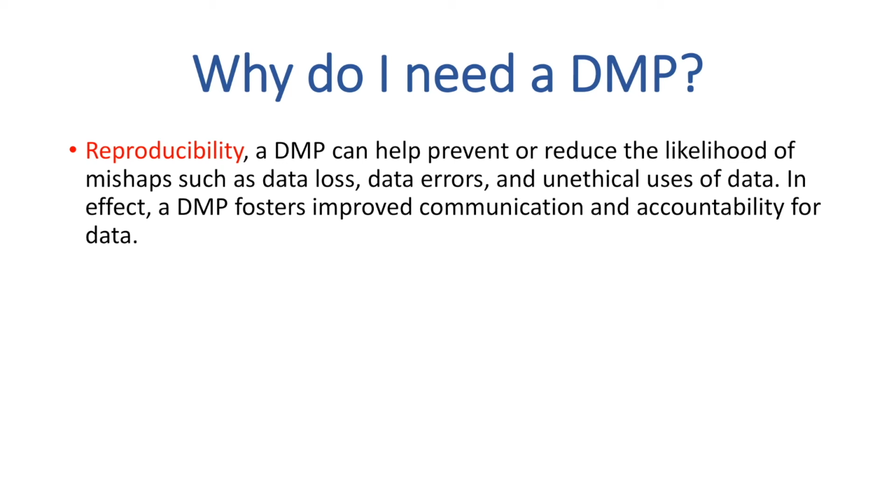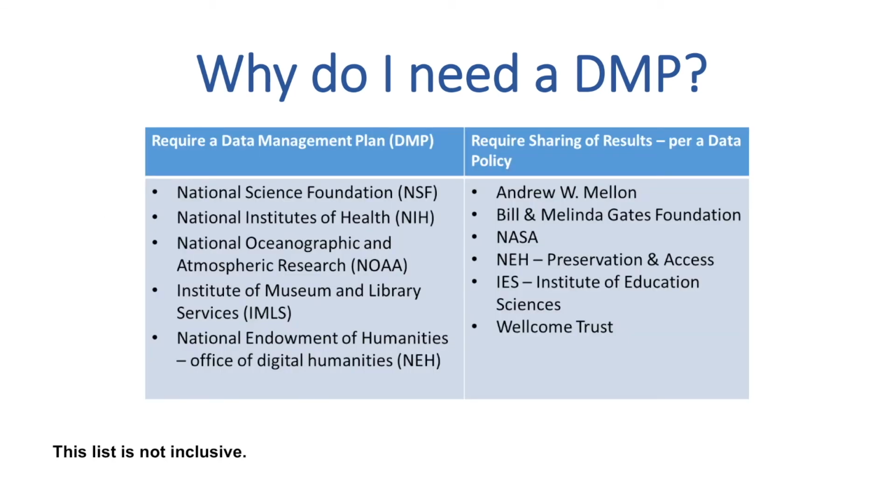A DMP can help prevent or reduce the likelihood of mishaps such as data loss, data errors, and unethical uses of data. In effect, a DMP fosters improved communication and accountability for data. Data that has been generated by a federally funded project is publicly funded data. That is, data that has been made possible by taxpayer dollars. As such, unless there are restrictions or sensitivities about the data, these are data that should be made available to the public for broad sharing and accessibility.